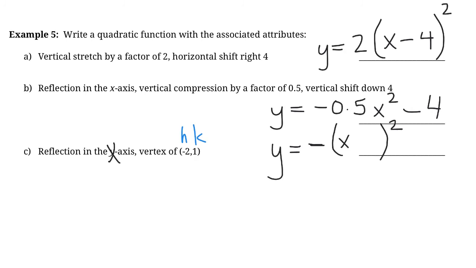So my h is given to me as negative 2. So I need to write the opposite into my equation. So I'm going to put in a plus 2. And my k value, I can keep it exactly the way that it is. So my k value is a plus 1, so I'm going to write a plus 1. So my final equation would be y equals negative (x plus 2) squared plus 1.